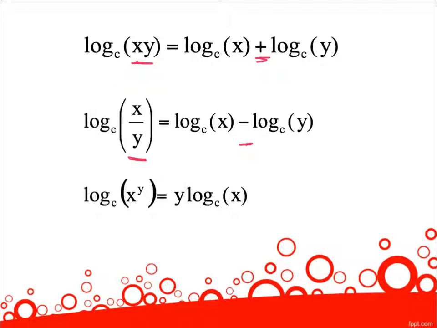Then the last property says that if you have log base c of x to the y, so you've got an exponent, remember that if you raise an exponent to another exponent, you multiply. So our exponent comes down to the front and multiplies with our logarithm. So that becomes y times log base c of x. Now we're going to take the rest of this video to look at how to apply those to expand our different logarithm statements or to condense them.